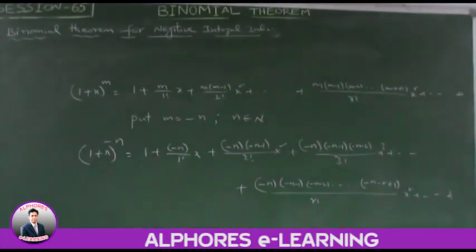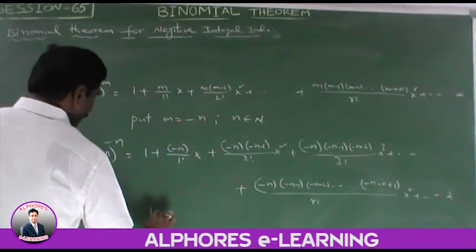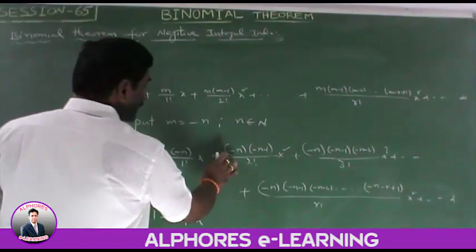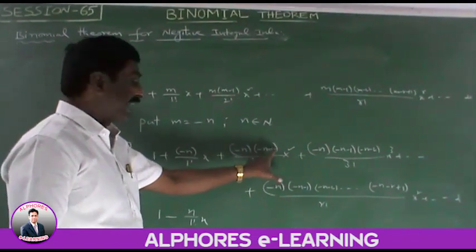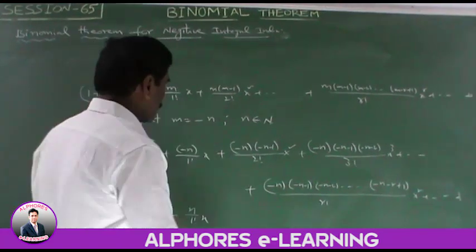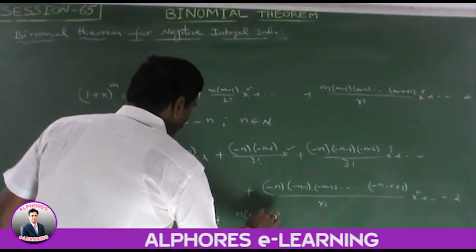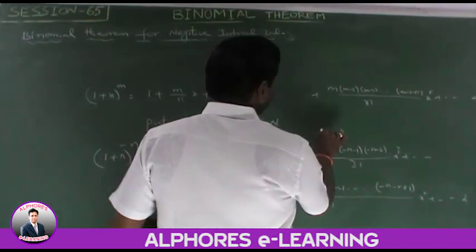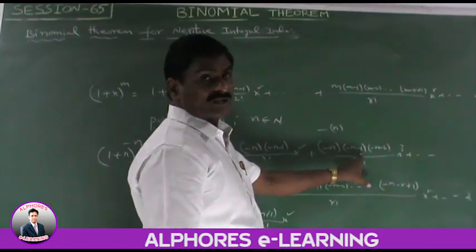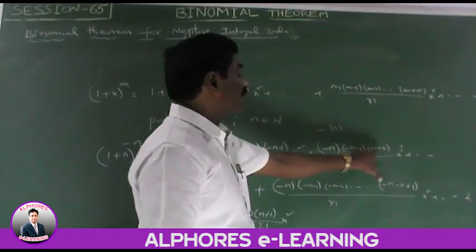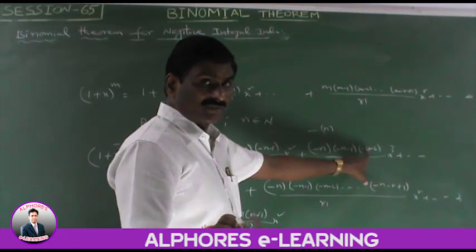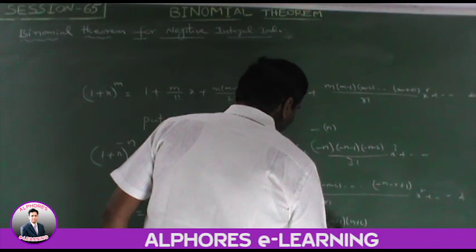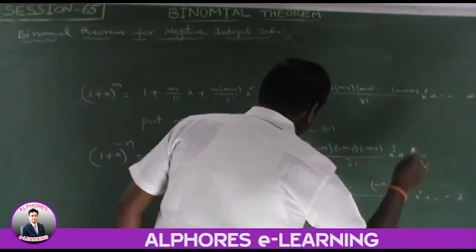Please observe this value. In this case, this value is equal to 1 − n/1! x. Plus into minus means minus. Next, (−n)(−n − 1) means minus of (n + 1). So minus into minus is equal to plus. That is equal to n(n + 1)/2! x². Next, (−n)(−(n + 1))(−(n + 2)): minus into minus into minus, obtained three times, means minus. Here −n(n + 1)(n + 2)/3! x³ minus and so on.